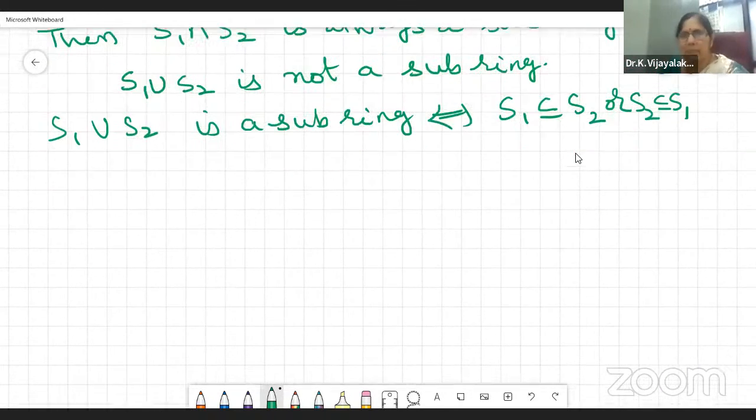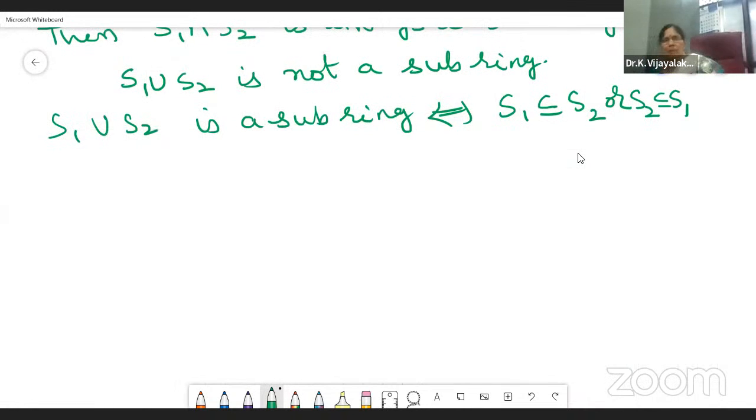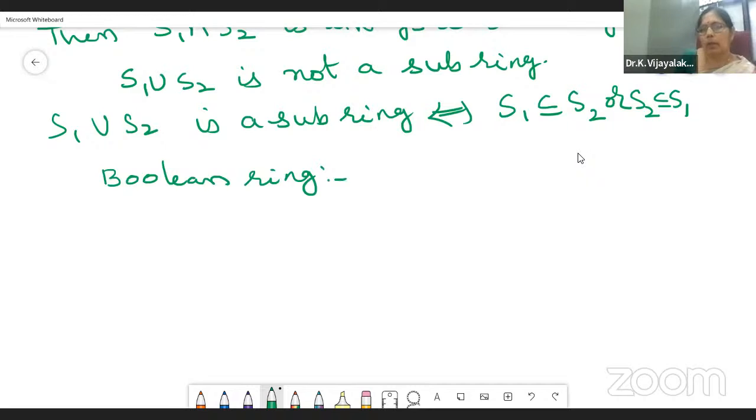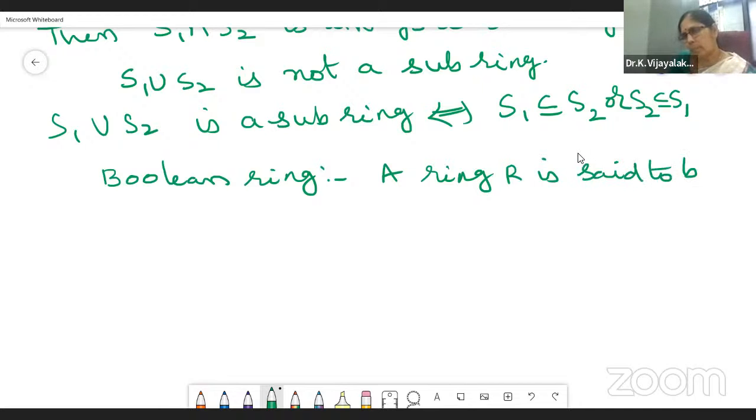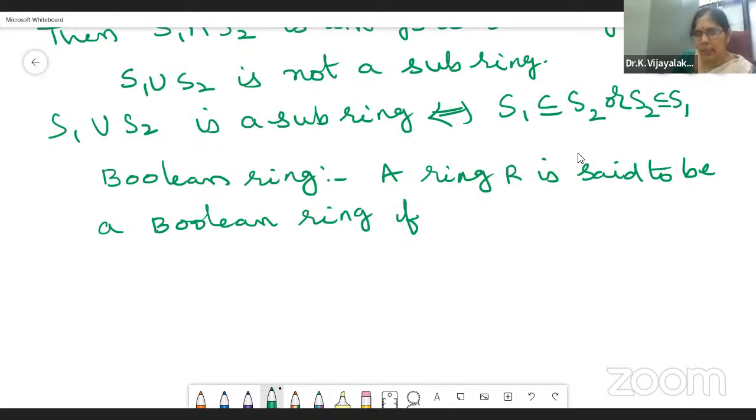The next important concept after subrings: let us define a special kind of ring called a Boolean ring. A ring R is said to be a Boolean ring if a square equals a for every a belongs to R.